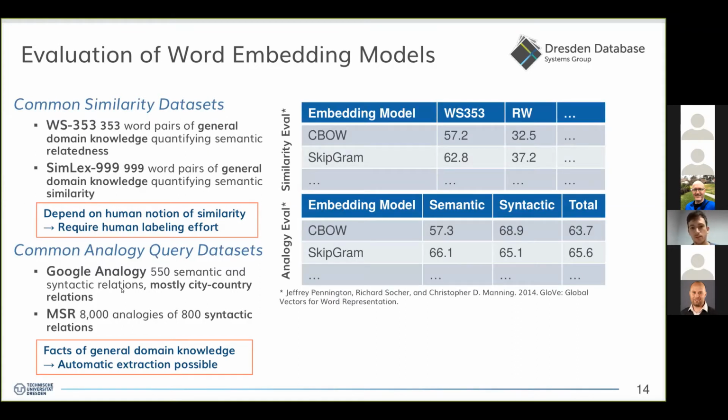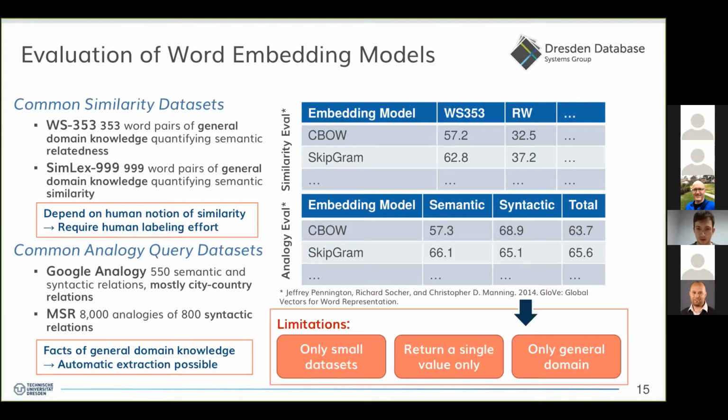Then if we look at papers which use such data sets, we often see something like this. In the case of the similarity data sets, the correlation of the data set with the similarity calculated by a word embedding model is often reported. And for the analogy data sets, the number of correctly solved analogies with a specific analogy method is reported. As we can see here, for example, in the results of the paper which introduced the popular word embedding model GloVe. This has some limitations.